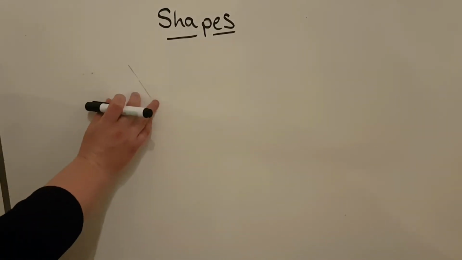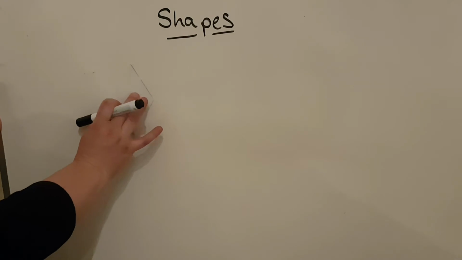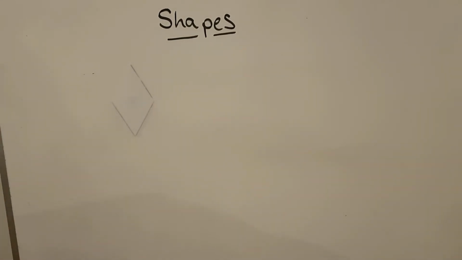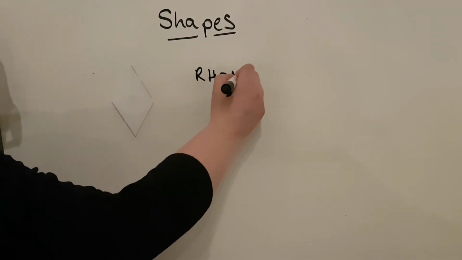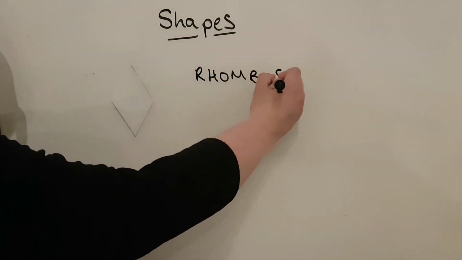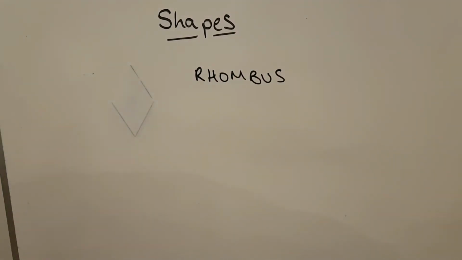So the next four-sided shape is a rhombus. That might be quite hard to see against the whiteboard. But the rhombus is like a squashed square. Often it's called a diamond, but the proper name for it is a rhombus. And the reason it's like a squashed square is because all four sides are the same length as each other. So this is a rhombus. As I said, it's often called a diamond as well.